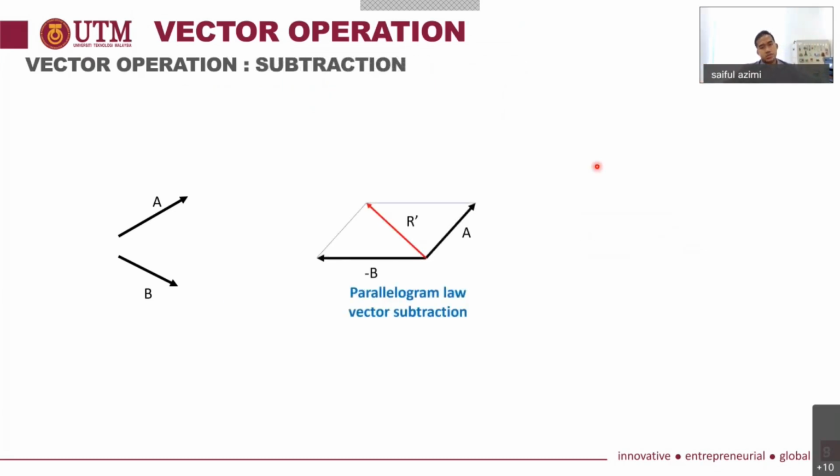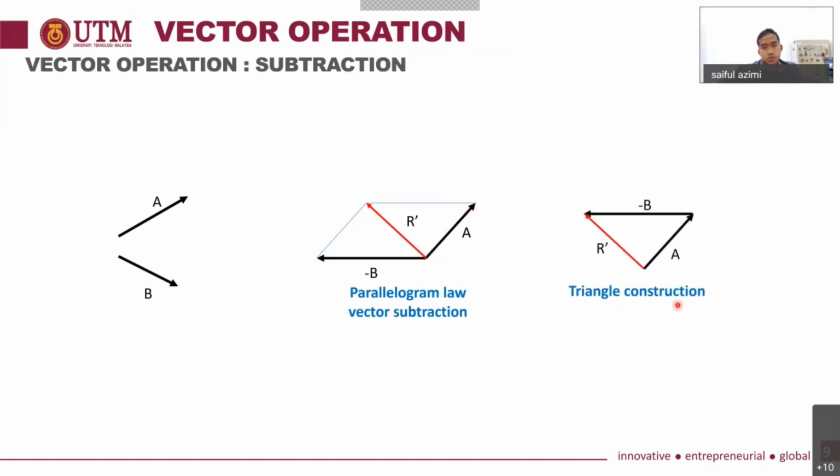Okay, so for subtraction, the parallelogram law is similar. You just need to draw the parallel line of each vector, and at the intersection, you draw the resultant force. So this is the parallelogram law of vector subtraction. But you must remember that in order to draw the parallel line, you need to follow the direction of the arrow. So when you draw the imaginary lines, shown in blue, it will become a parallelogram. This is why it is called the parallelogram law.